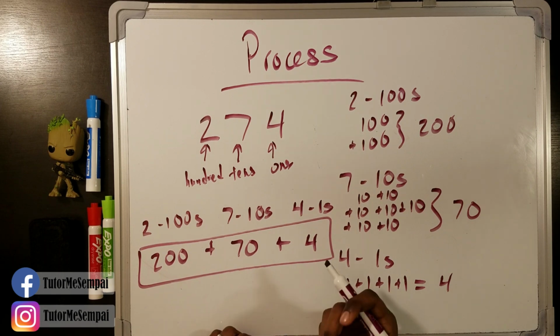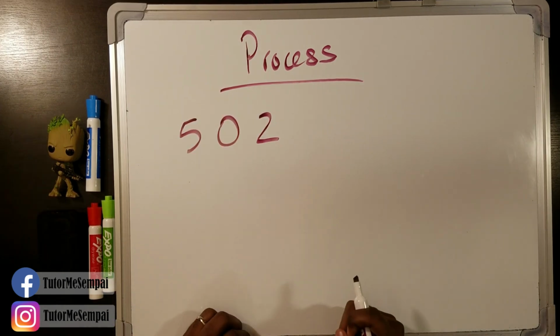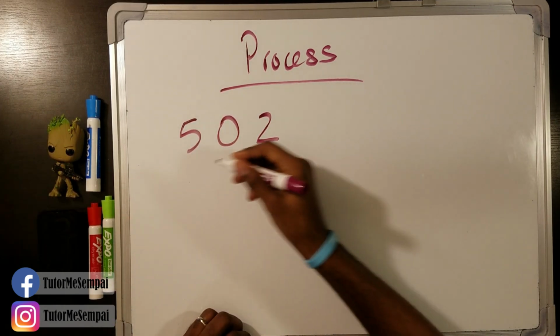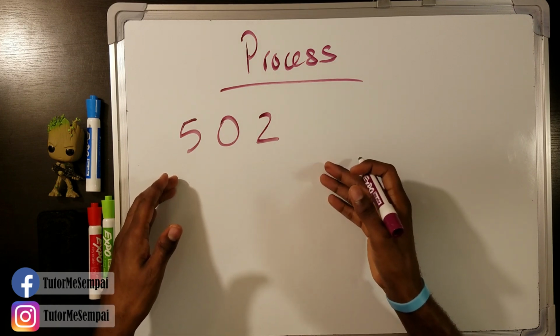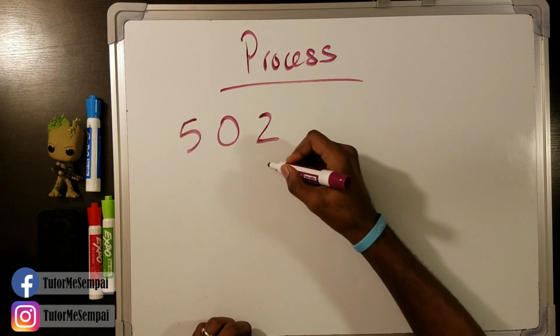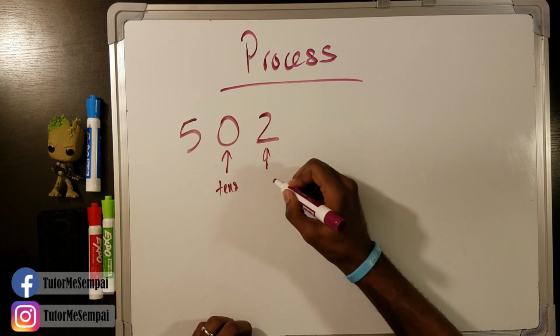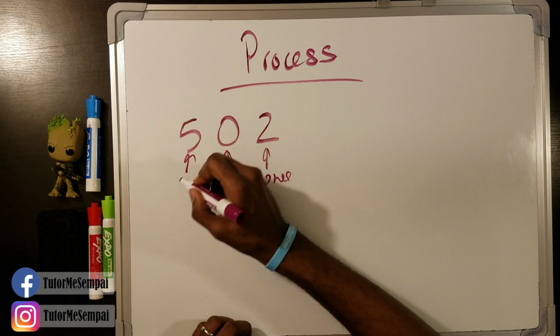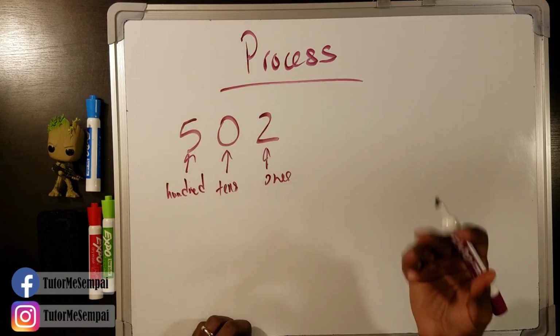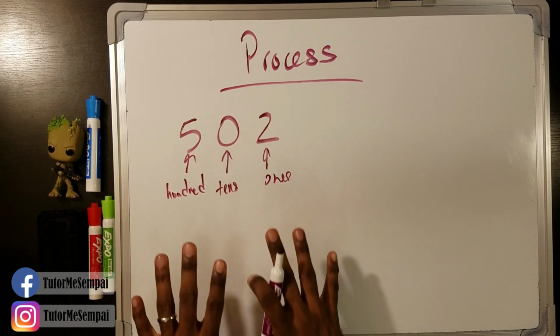What happens if you're missing a place value? Let's say we have 502. Now, we have all the numbers filled in, but you notice that we have a 0 here, and the 0 is going to be in the tens place. We have ones here, and this is hundreds. And the 0 is in the tens place. Well, what does this mean? What is this trying to tell us?